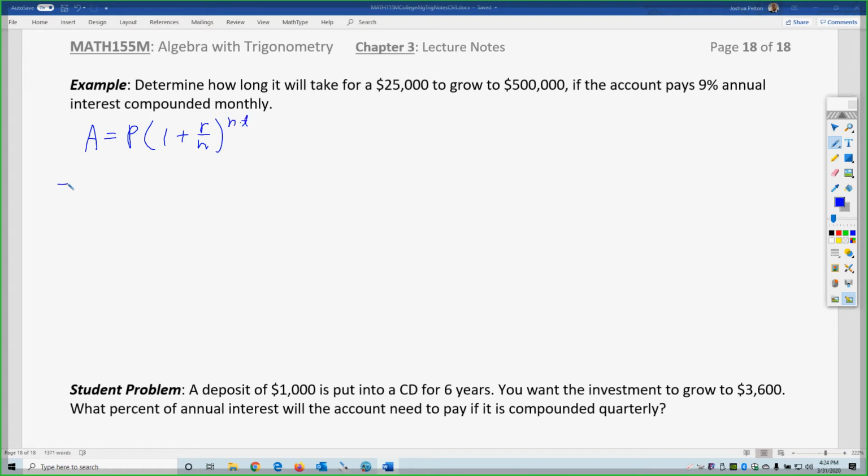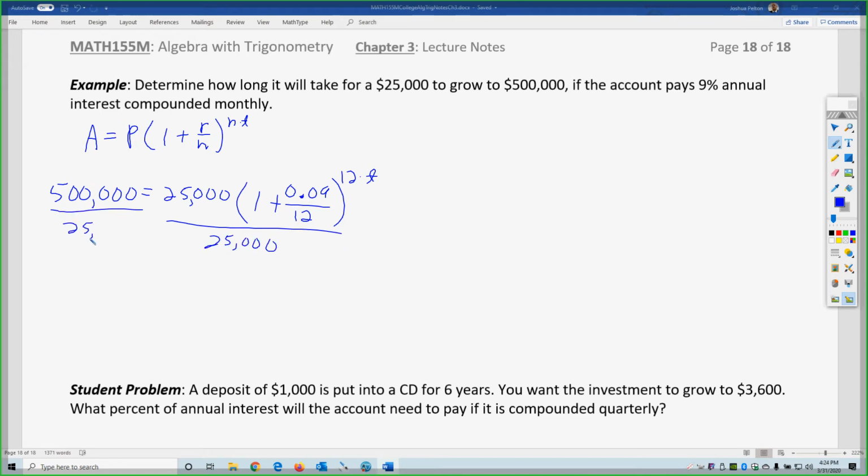So it is $500,000 is the amount, the A. The original principal is $25,000. 1 plus the rate, which is 9% over the 12, and 12 times t. So the thing is here, don't round, and don't round until the final answer. Okay? If there's rounding involved, wait till the end. If it can be simplified, simplify. Okay, so we'll divide out the 25,000.